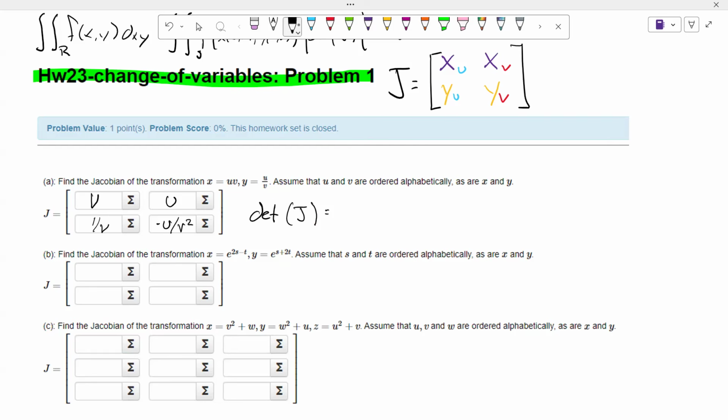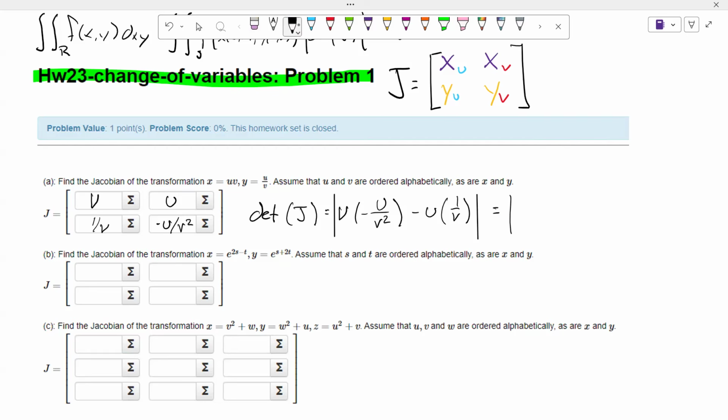So the determinant of this thing should be v times negative u over v squared minus u times 1 over v. We just multiply the diagonals together and then take their difference, so pretty similar to a cross product. The other thing that's important about these determinants of Jacobians, oftentimes just called Jacobians, is that they need to be absolute values. So I need an absolute value of this thing.